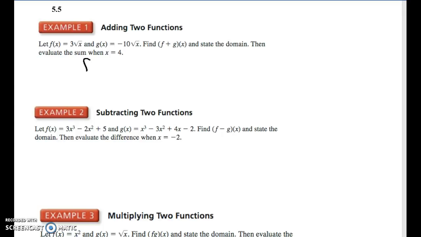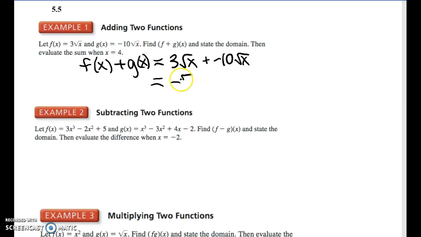We want to find f plus g of x, so we just do f of x plus g of x, and that's going to equal 3 square roots of x plus negative 10, so it's really just minus 10 square root of x. When we combine like terms here, we get negative 7 square root x, and it says to state the domain.